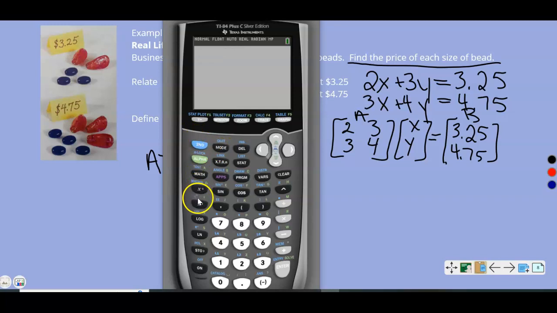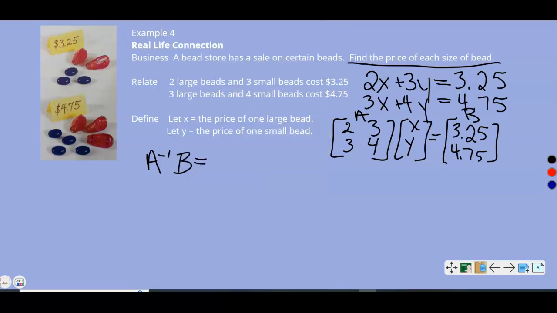Now we're going to do A inverse B. Every time it is going to be A inverse B. This is how you solve a matrix equation using your calculator. All right, A inverse B gives 1.25 and 0.25. So X equals $1.25, Y equals 25 cents.